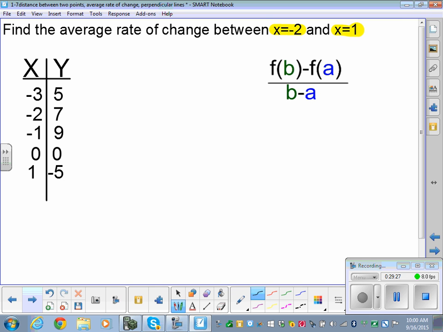So let's go through and do this one really quick. First of all, what's my a value? When you see average rate of change, you know you have to use the average rate of change formula, so I need my a's and b's. What's a?